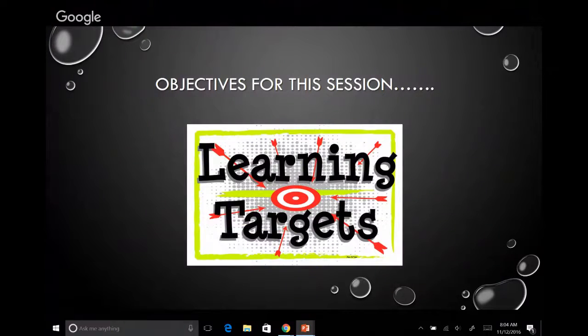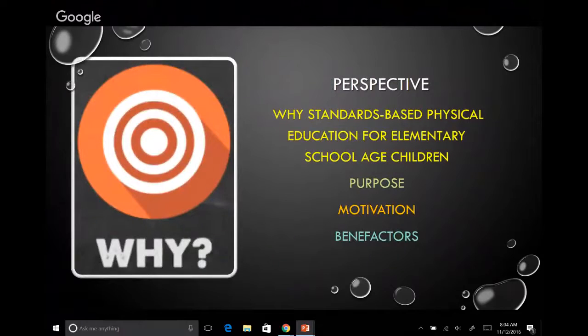I'm going to frame the objectives around learning targets. I like the model, an instructional strategy that's helped me to become more purposeful and focused in my teaching. Some of you may be familiar with the structure of what, how, and why, and I'm going to use that structure for this session. So we're going to start with the why, and in the why, I'll share some reasons that standards-based reporting might serve our students better than a traditional grading system. We'll be looking at a perspective that standards-based grading offers, including purpose, motivation, and benefactors.